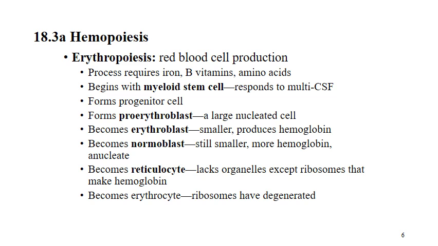And then it's going to become a normoblast, which is still smaller and has more hemoglobin and is also without a nucleus, or anucleate. It becomes next a reticulocyte, which lacks organelles except for ribosomes that make hemoglobin. So notice red blood cells are just slowly, not deteriorating, but becoming smaller and filled with hemoglobin. And then it's going to turn into an erythrocyte, where the ribosomes have completely degenerated and it's just a bunch of hemoglobin.